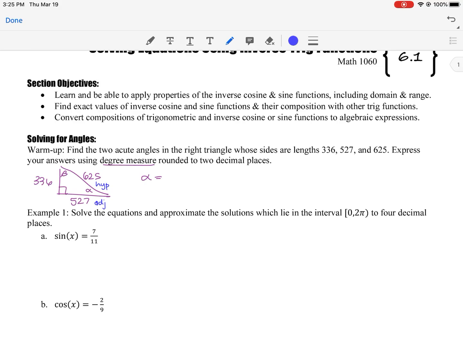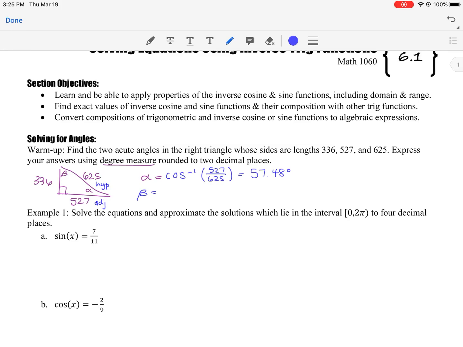But depending on what two sides you use, you then want to use that inverse trig function. So in this case, I've got the adjacent and hypotenuse, so I do inverse cosine or arc cosine of 257 over 625. And when you do that, you end up with 57.48 degrees.